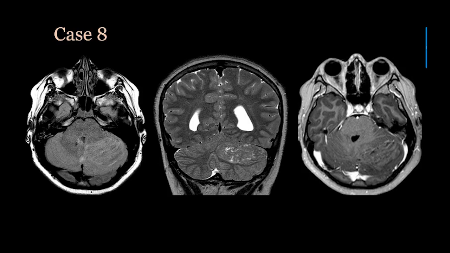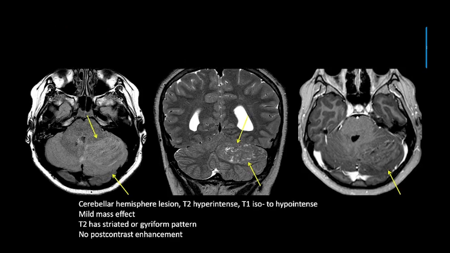Case number 8. In this case, you notice cerebellar hemisphere lesion that has some T2 hyperintensity and T2 iso to hypointense signal. It has some mild regional mass effect. The T2 weighted images show a striated or gyriform pattern in the region of the lesion. But on the post-contrast image, we really do not see any post-contrast enhancement.